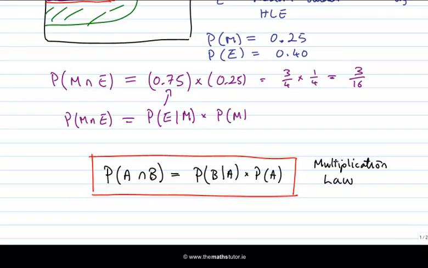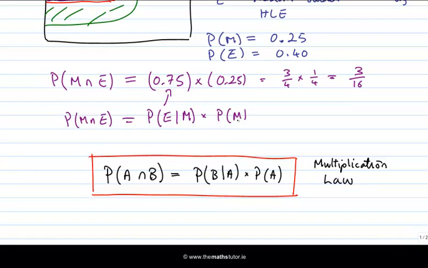The probability of A and B is the probability of B given A times the probability of A. And we saw that in action there in this example. Instead of A and B, we had M and E. And we saw that the probability of M and E was 0.75, which is the probability of E given M, times 0.25, which is the probability of M. So that allowed us to calculate the probability that a student was doing both higher level maths and higher level English, given the information that we're given in this problem.